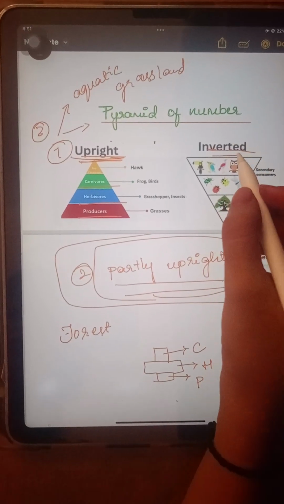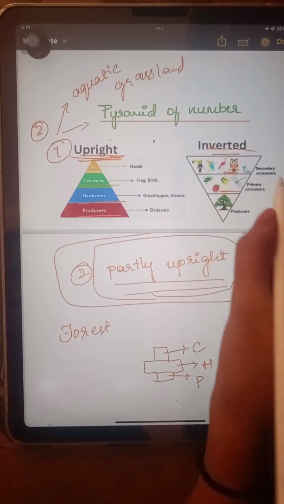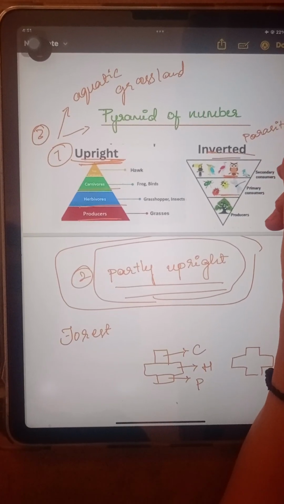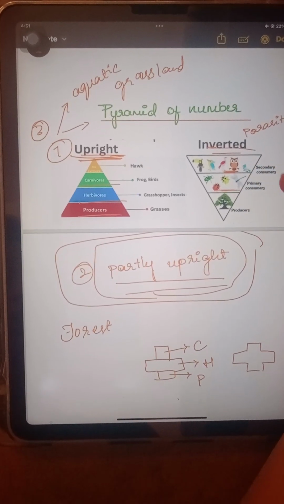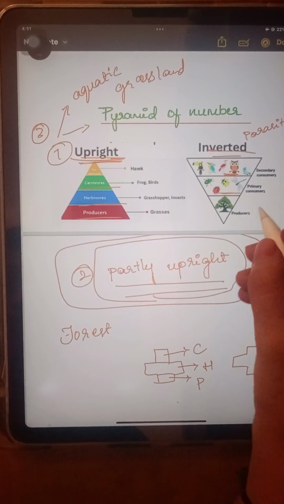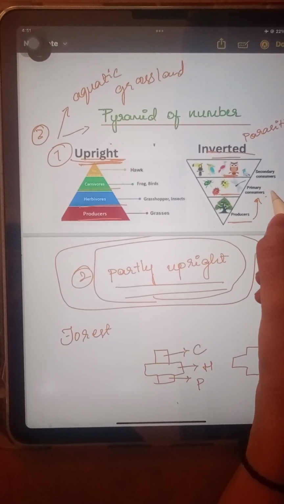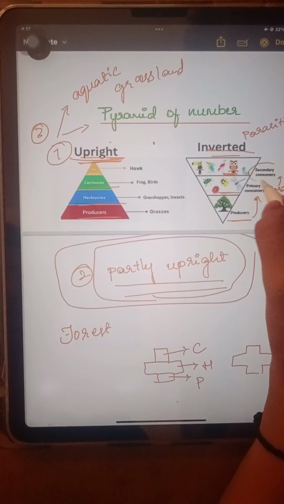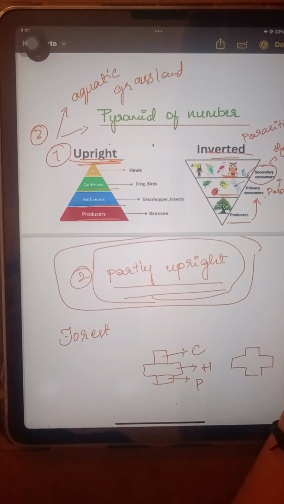Next, coming to the inverted pyramids. This type of ecological pyramid is seen in the parasitic food chains. There are numerous parasites which support a larger number of hyperparasites. Here are the producers, the primary consumers are parasites, and the secondary consumers are hyperparasites, which depend upon the parasites.